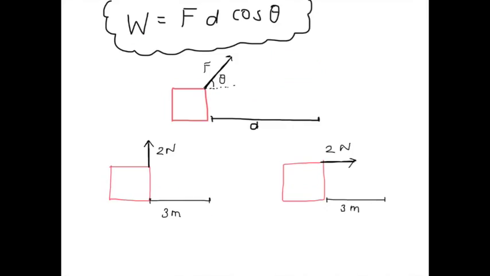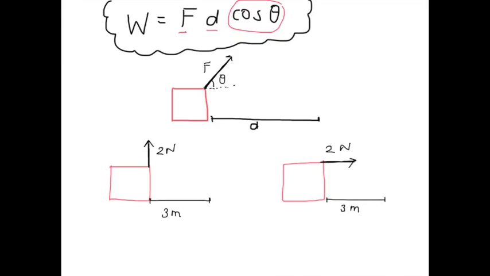Because we're looking for the component of force that's parallel to displacement, we're going to add on to this equation a little bit. We'll rewrite it as work equals force times displacement times the cosine of the angle between the force and the horizontal. Let's take a look at a few examples.